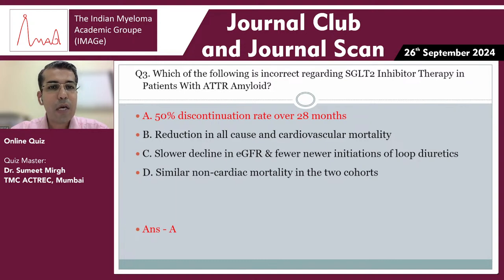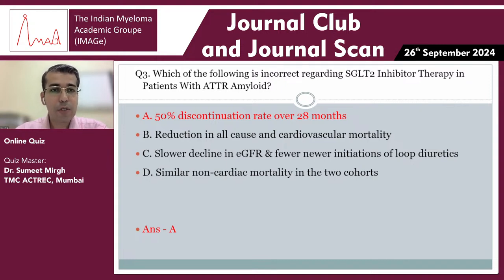Yes, next. This is for the journal Scan article. Which of the following is not correct regarding SGLT2 inhibitor therapy in patients with transthyretin amyloidosis? The discontinuation rate at 28 months was only 5%, which means that it was a fairly well-tolerated regimen, even in this cohort of patients with a bad cardiac amyloidosis.